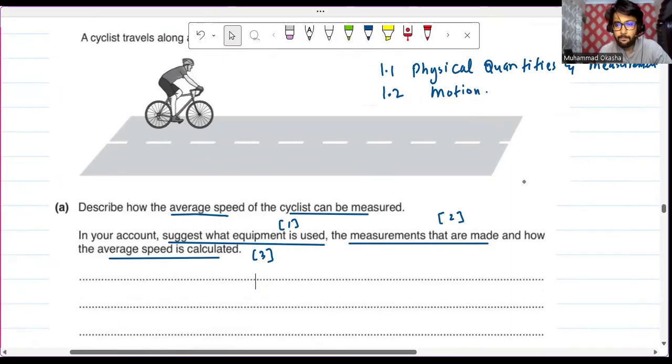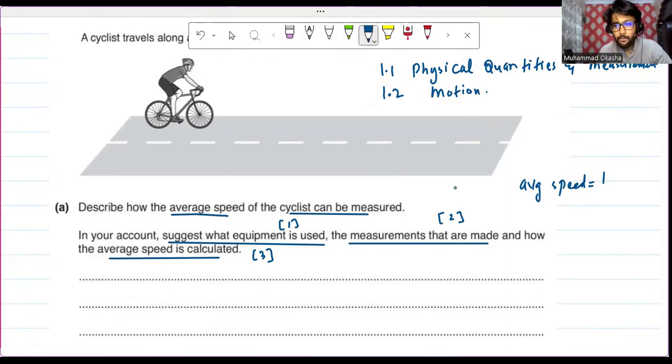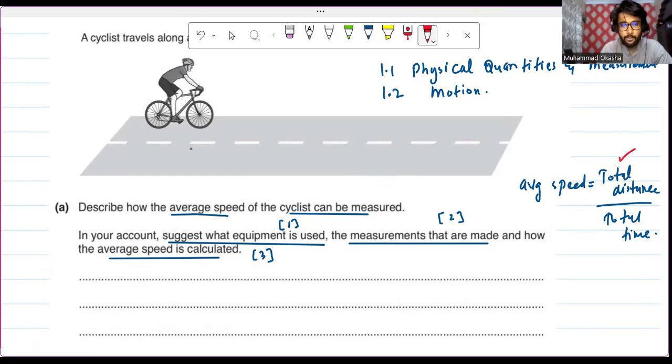We know the formula for average speed is equal to total distance over total time. How would you do that? Well, what's the total distance? How would you measure total distance? We do not know what the total distance is. If you remember, we saw some instruments for measuring length, right? One of them was the meter rule, the other one was the measuring tape. Because we're measuring a large distance, we will use a measuring tape, right?